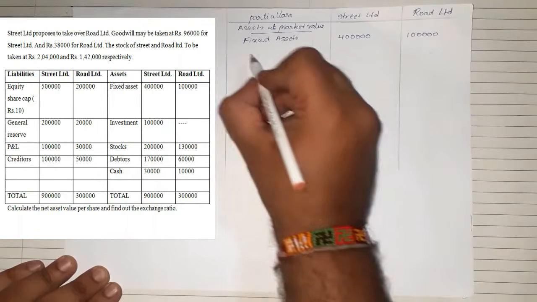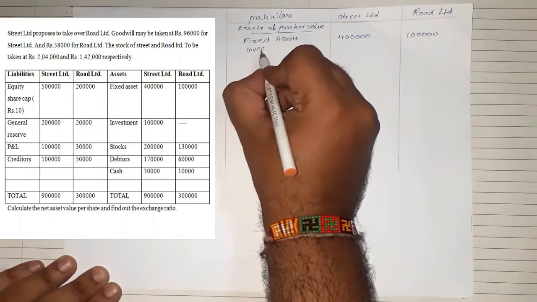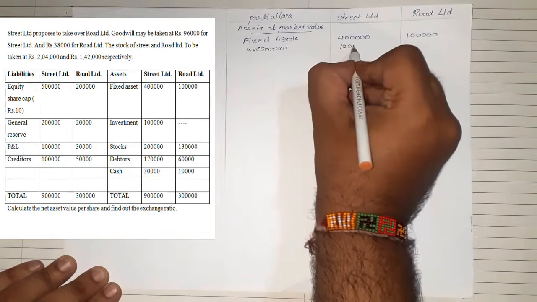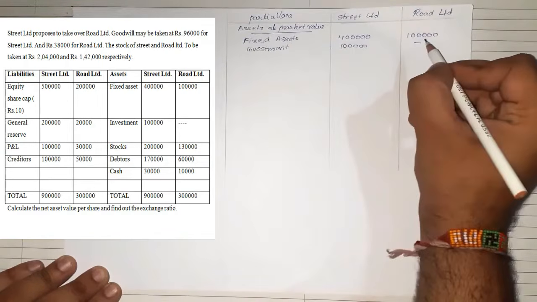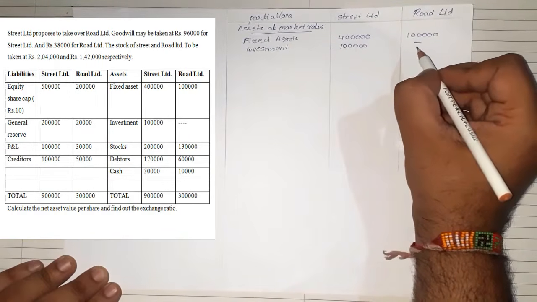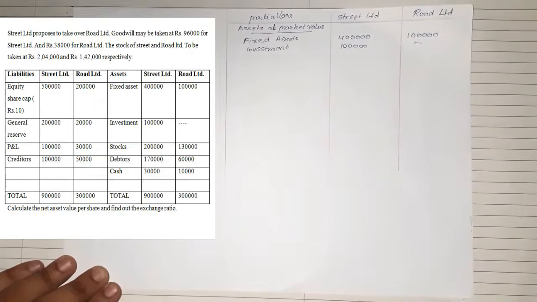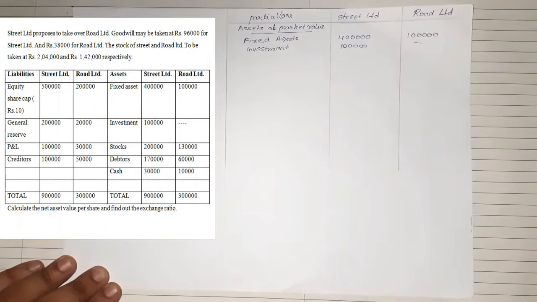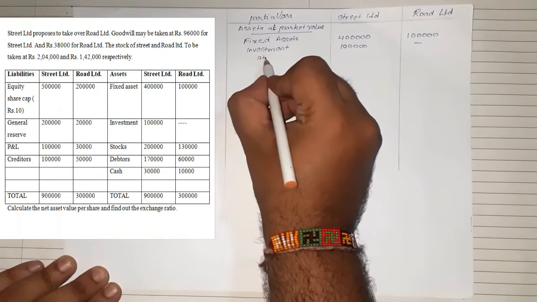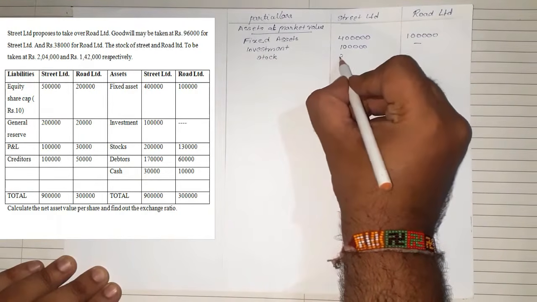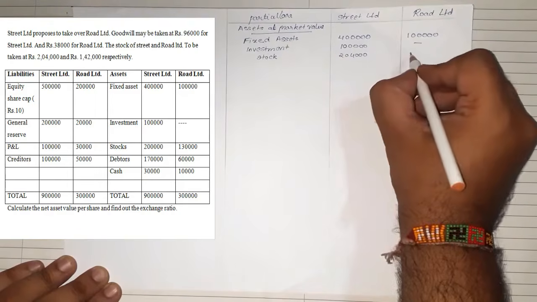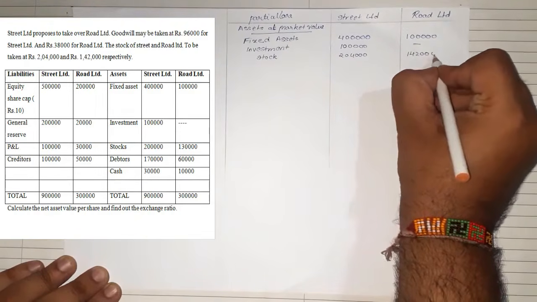Next is investment. The value is 1 lakh. Next we have stock. Now the stock given in the question is 2 lakh and 1,30,000, but we have to take the one which is given in the adjustment. So they told us to take the stock at 2,04,000 and 1,42,000. So I'm taking it there.